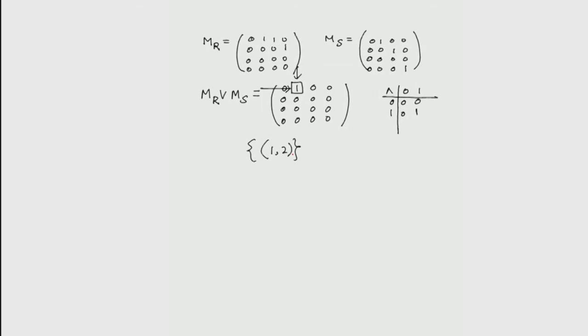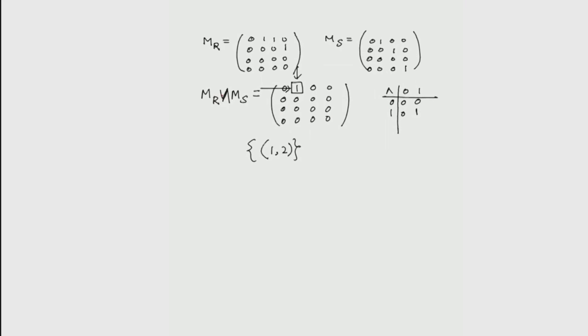Therefore, the relation corresponding to the matrix MR... Well, here is a mistake, this is AND, so let me write it down. Well, here this is AND. So, MR AND MS is equal to 1-2, which is R intersection S. Therefore, we can write MR AND MS is equal to MR intersection S.